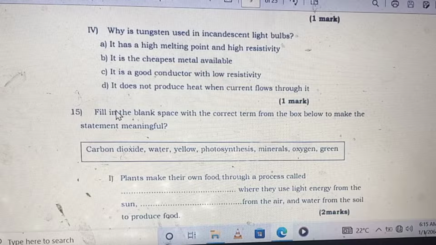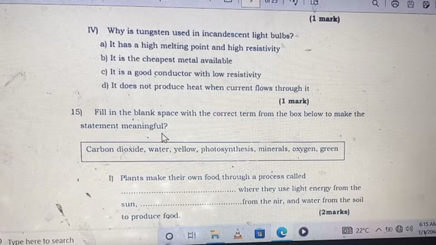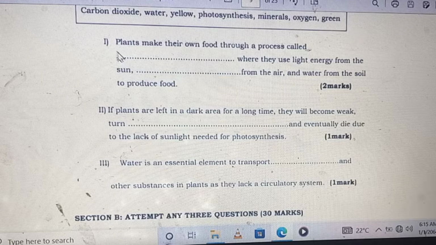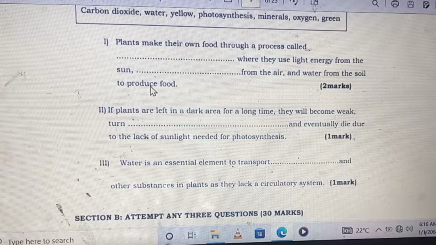Question 15. Fill in the blank space with the correct term from the box below to make the statement meaningful. We have carbon dioxide, water, yellow, photosynthesis, minerals, oxygen, and green. I. Plants make their own food through the process called dash dash, where they use light energy from the sun and dash dash from the air and the water from soil to produce food.